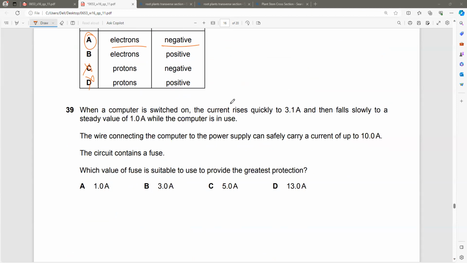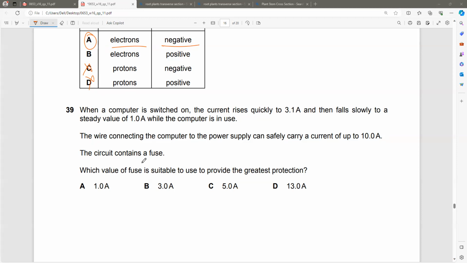Next question, numerical. Let me see who will solve. I won't teach. Nimish will answer. Nimish, you said you solve correctly. Solve now. One minute time. When a computer is switched on, the current rises quickly to 3.1 ampere and then falls slowly to a steady value of 1 ampere while the computer is in use. The wire connecting the computer to the power supply can safely carry a current of up to 10 ampere.